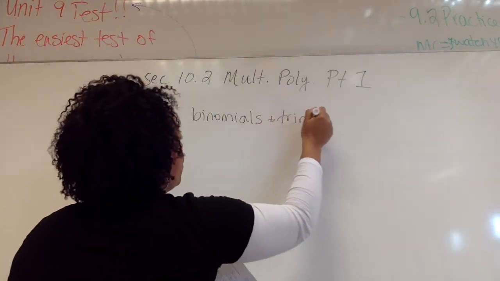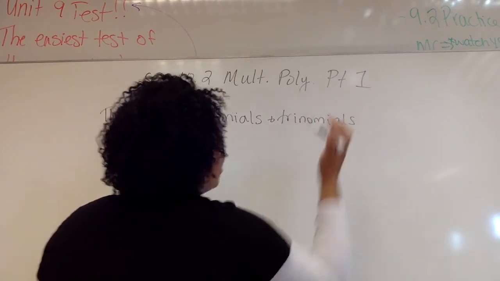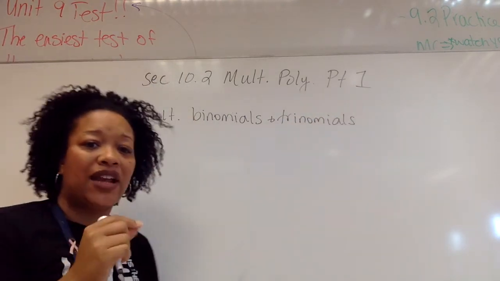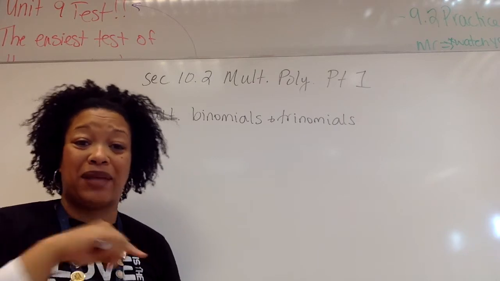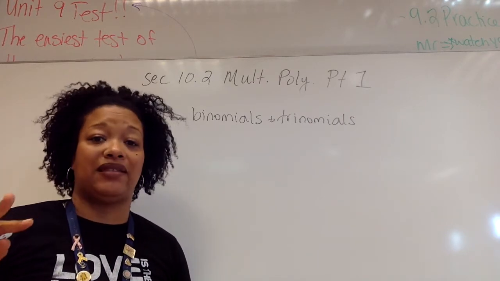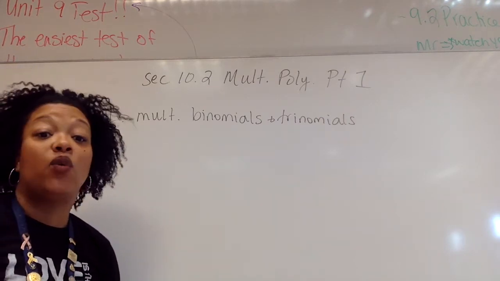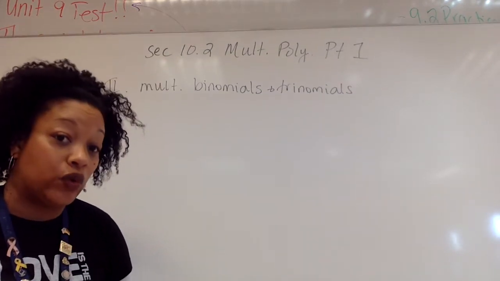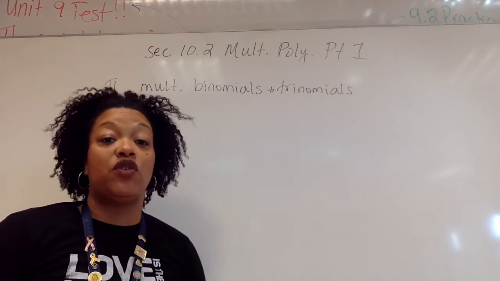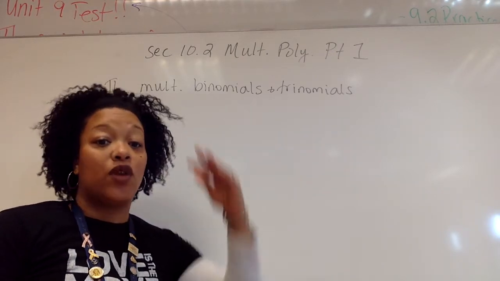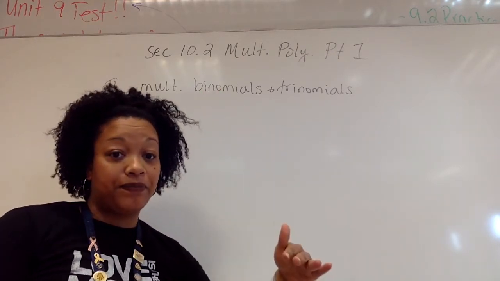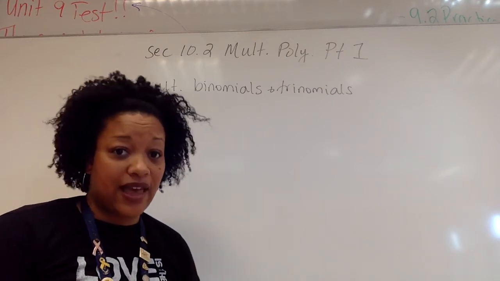All right, so we can't distribute necessarily because a binomial has two terms. That means you would be distributing twice and it could get kind of messy. So to multiply these type of polynomials, we're going to take it a little old school, the way that you used to multiply when you were in elementary school, where you had to line up everything vertically. So check this out, okay?